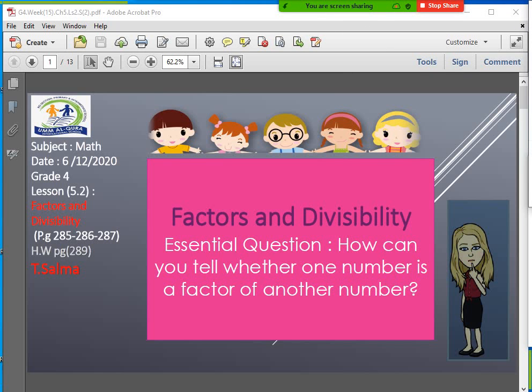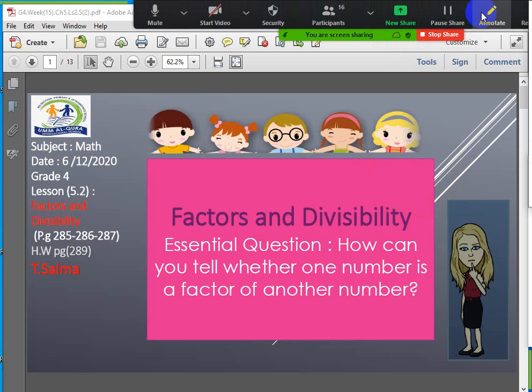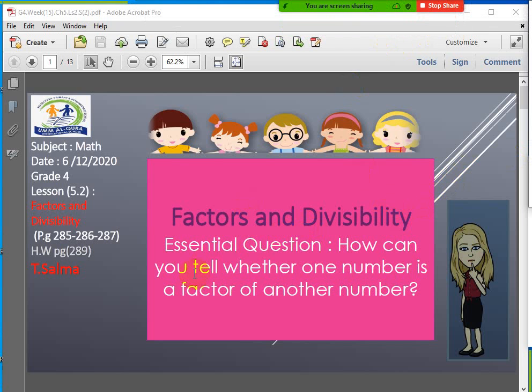Please bring your books and open them on page 285. Hello, girls. Today our lesson is factors and divisibility. How can you tell whether one number is a factor of another number? We will continue with the same idea. So let's start our lesson, girls.